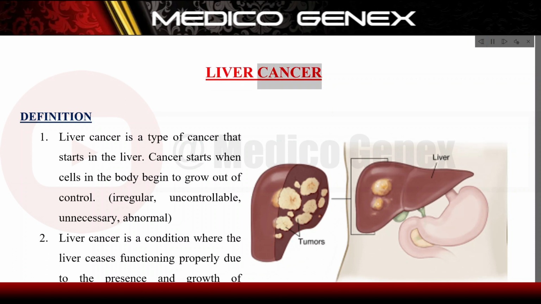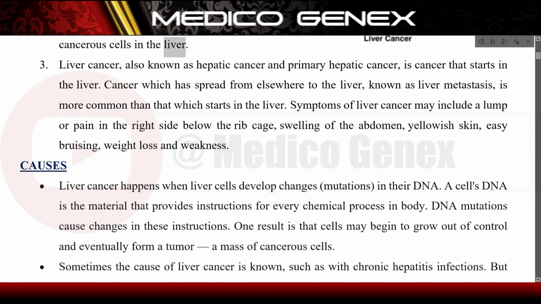Liver cancer. Definition. Liver cancer is a type of cancer that starts in the liver. Cancer starts when cells in the body begin to grow out of control: irregular, uncontrollable, unnecessary, abnormal. Liver cancer is a condition where the liver ceases functioning properly due to the presence and growth of cancerous cells in the liver.